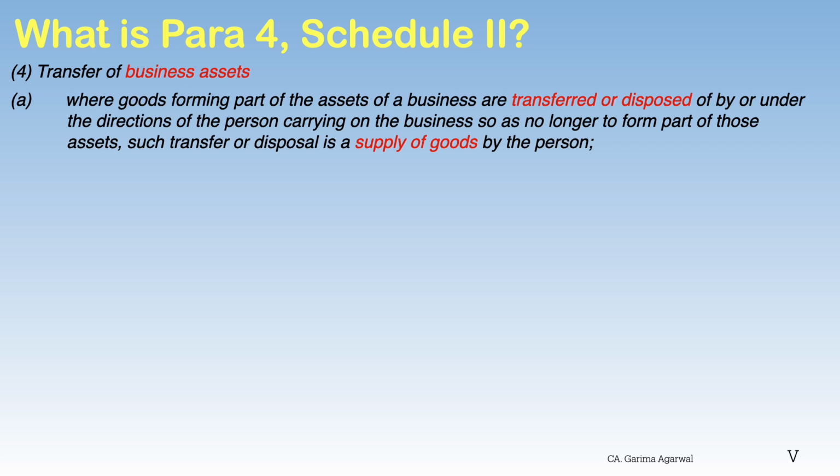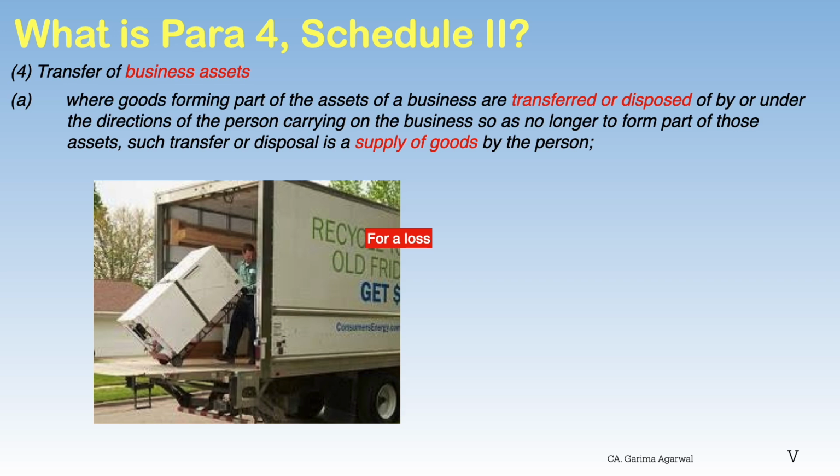Before that, I'll just remind you again that business assets are basically those assets on which the business has claimed input tax credit. So when business goods are sold, scrapped or permanently removed from business, then it is a supply of goods. Whether or not consideration is received, it will still be a supply of goods and GST will apply. So in this picture, you can see a shopkeeper is selling an old fridge. Even if it is sold for a loss, it is still goods.